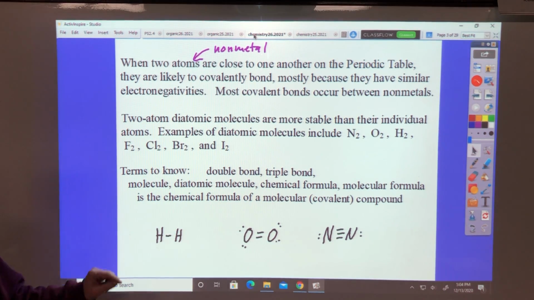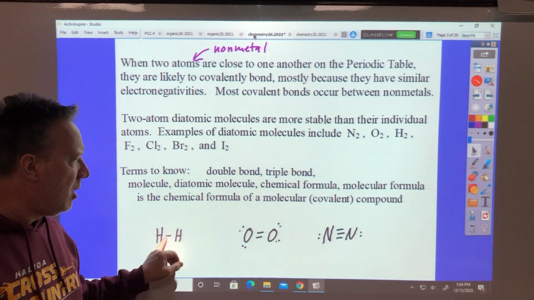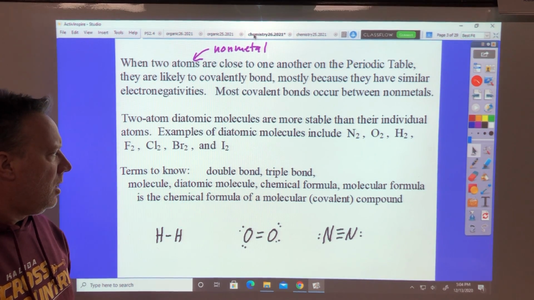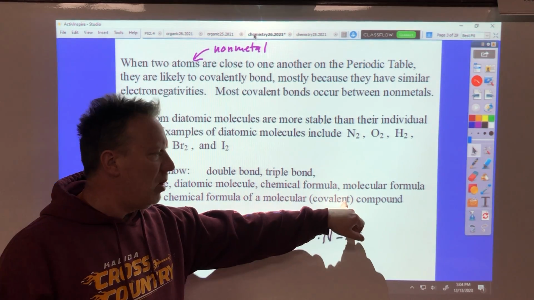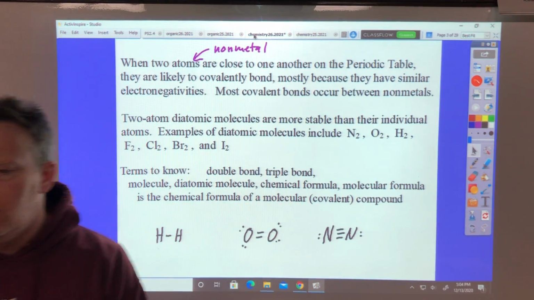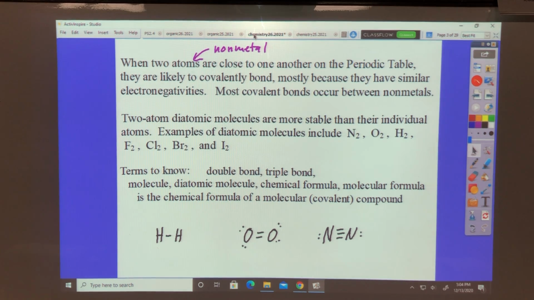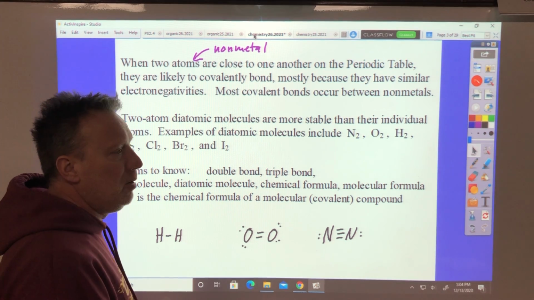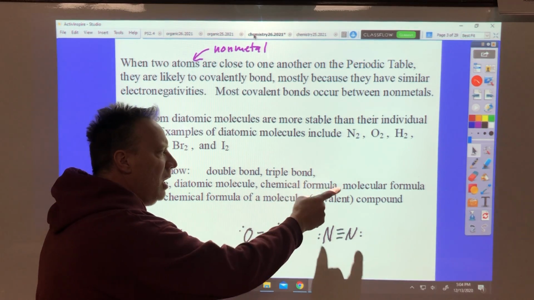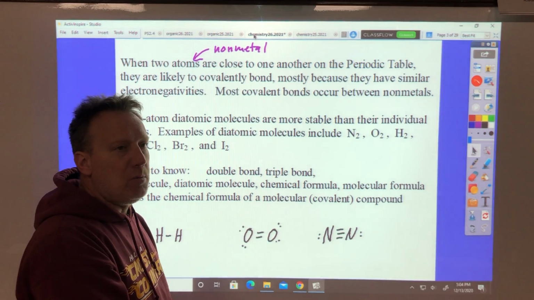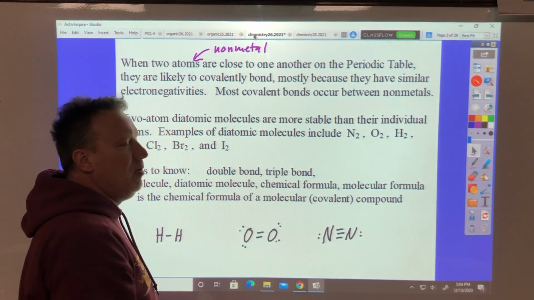You need to be familiar with double bond, triple bond, single bond, and terms like molecule, diatomic molecule, and chemical formula. Molecular formula is just the chemical formula of a covalent compound. NaCl is a chemical formula for table salt, but that's ionic. It doesn't have a molecular formula. Carbon dioxide has a molecular formula, CO2, because it's a molecule. But it also has the chemical formula, CO2.